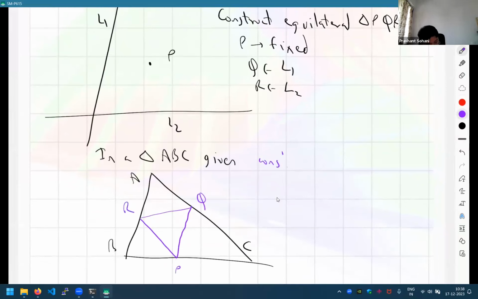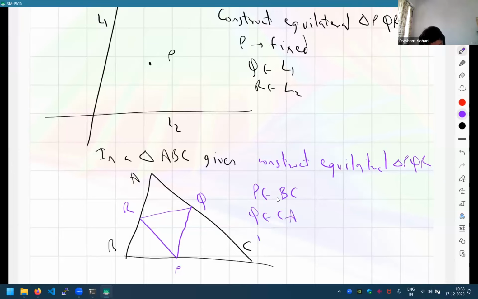Okay. Construct again equilateral triangle PQR such that each point lies on one side, right? So P lies on side BC, Q lies on CA, and R lies on AB. So we have to construct this triangle with ruler and compass. But in this, you will realize that actually there are infinitely many triangles.